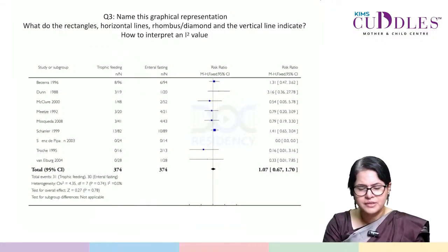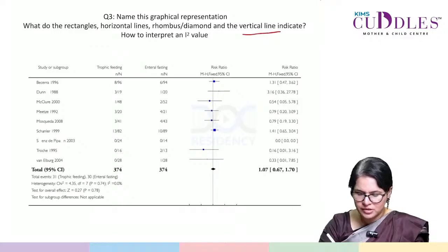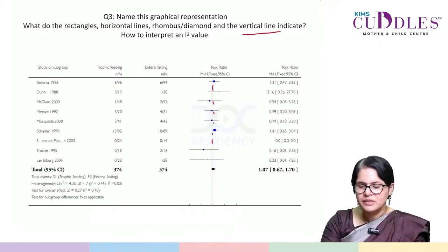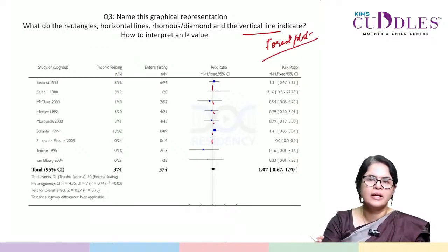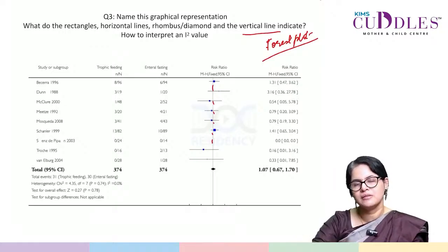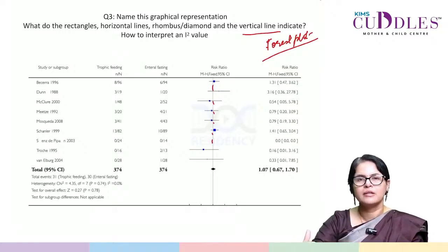Name this graphical representation. What do the rectangles, the horizontal lines, the rhombus or diamond and the vertical line indicate? So this is the vertical line they are talking about, the central line. Okay, so this graphical representation is nothing but a forest plot. A forest plot lies at the heart of any meta-analysis or a systematic review.